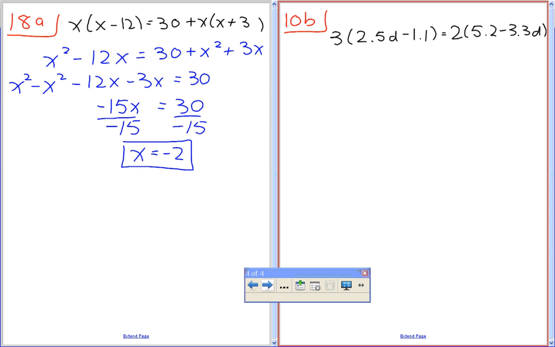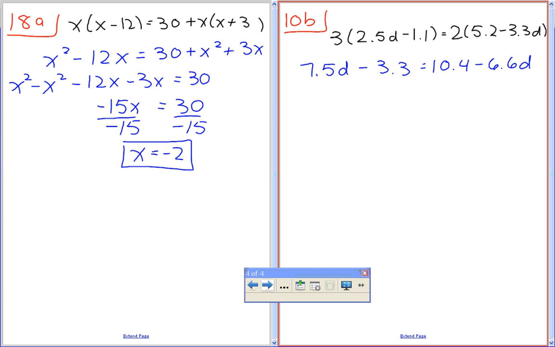This question looks scary because there are decimals, right? What would your first thing be that you try to do in this case? Multiply stuff on the other side of the bracket. Makes sense. You got a calculator there? What's 3 times 2.5? That's 7.5. So 7.5D. 3 times negative 1.1? Negative 3.3. 2 times 5.2 is 10.4. Good. And 2 times negative 3.3 is negative 6.6, with the negative there.